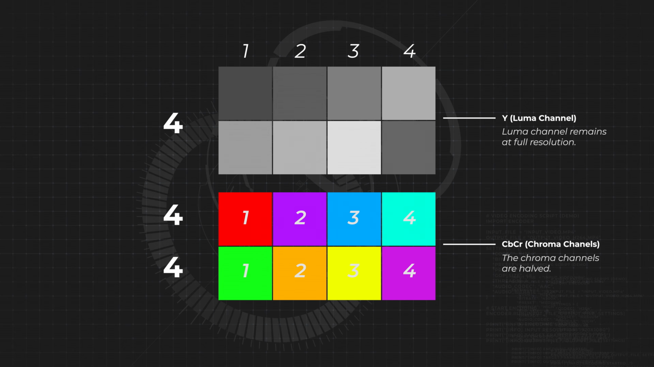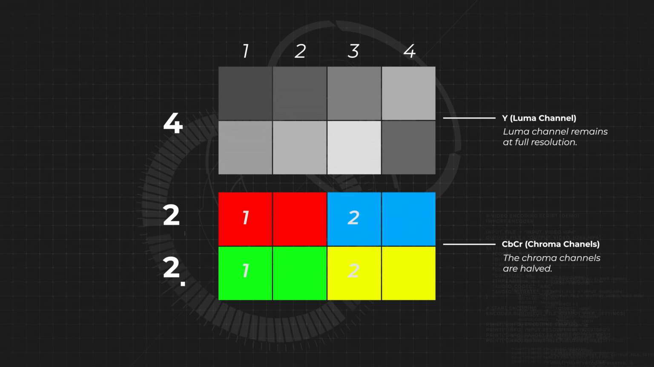422 means that the luma channel remains at full resolution, hence the first 4 in the name, while the 2 chroma channels are halved in resolution horizontally, only providing every other color pixel in a given row. This is where the first 2 comes in the name. The vertical resolution does remain full, however, but because the pixels are duplicated across, you get the final 2 in the name. So 422 color is considered to be half the resolution of the luma.